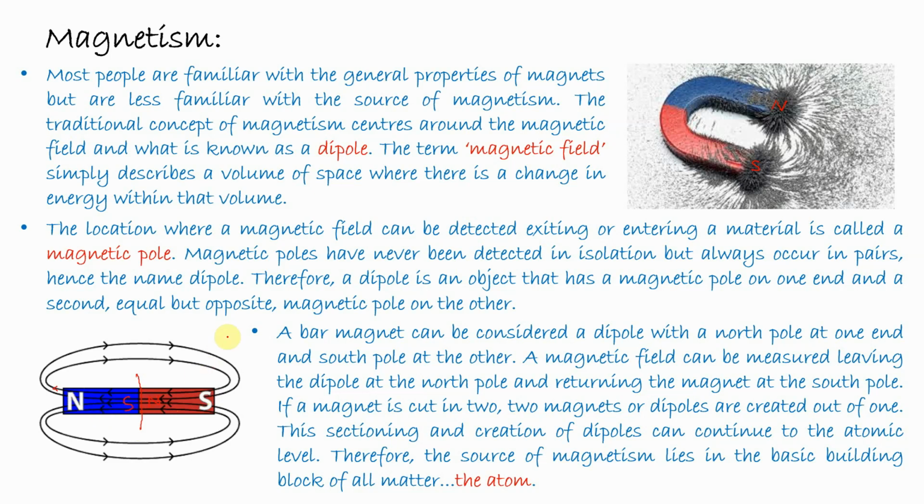This sectioning and creation of dipoles can continue to the atomic level. That means if we divide the material again and again, then we'll get a number of pieces that will each be treated like a single magnet, and this can be continued up to the atomic level. Therefore, the source of magnetism lies in the basic building block of matter, and that is called the atom. That means up to the atomic level, we can create the dipole.